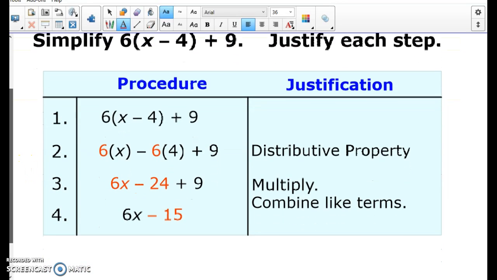Here's another one that's a little shorter. So I'm using distributive property, 6 times x and 6 times 4. I'm going to multiply, and then since everything's already together, my numbers are already next to each other, I'm just going to combine like terms.